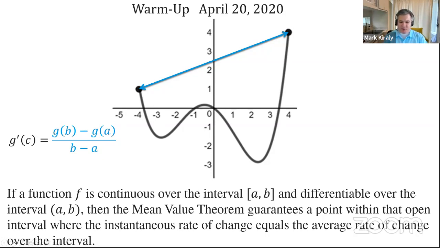And then it says there's a point within that open interval where the instantaneous rate of change, well, that's g prime of c, right? Our function here is g, so that's our instantaneous rate of change, equals the average rate of change, which is the slope of that secant line from endpoint to endpoint. And you're seeing that as that blue line, and it lines up with the blue part of our equation.